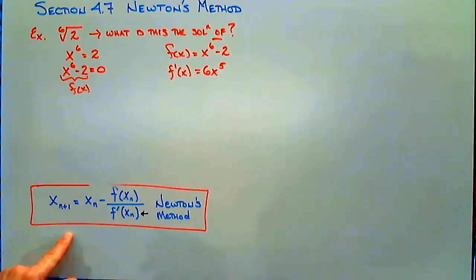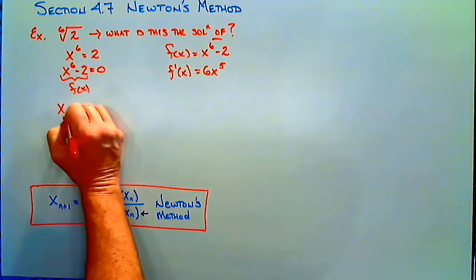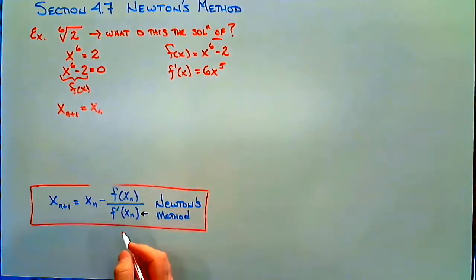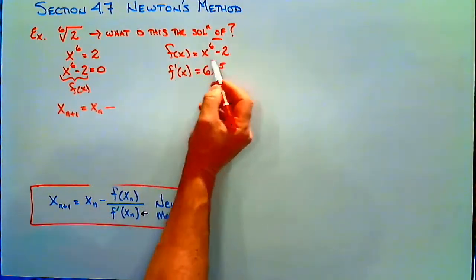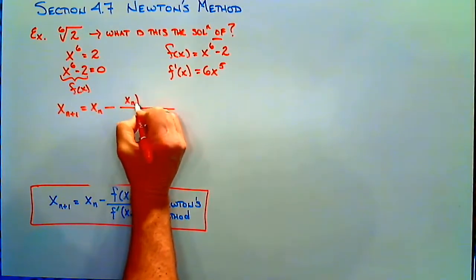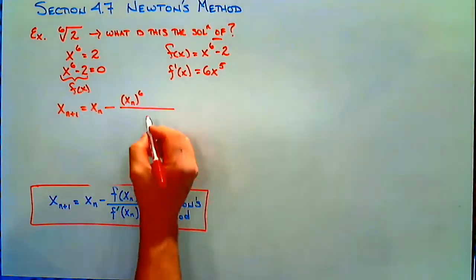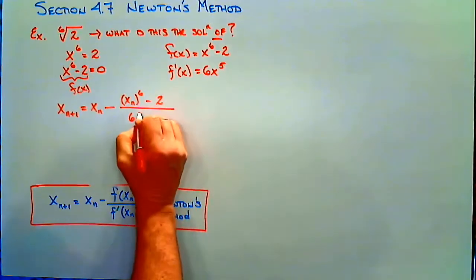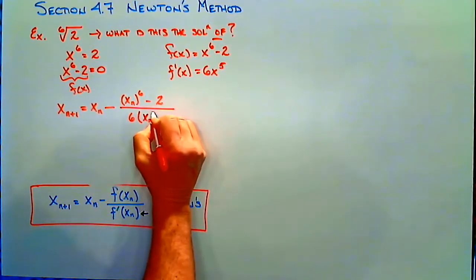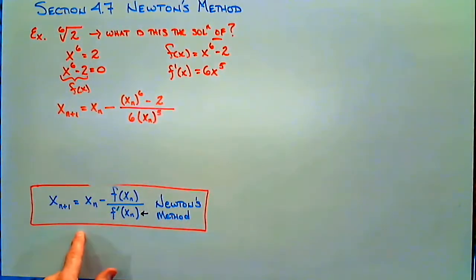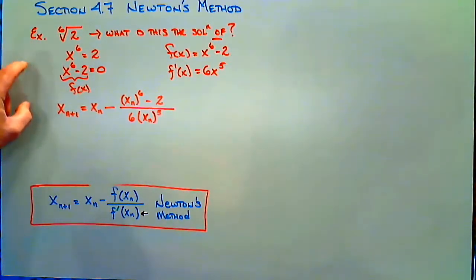If we just put that into Newton's method, we can get a generalization for Newton's method. We can say that the n plus first iteration is going to be equal to the nth iteration minus, and f of x goes on the top, so we'll put a fraction bar. So that's going to be our nth value raised to the 6th minus 2, divided by 6, I'm putting the derivative in here, times the nth value raised to the 5th. That would be our adaptation of Newton's method given this problem.